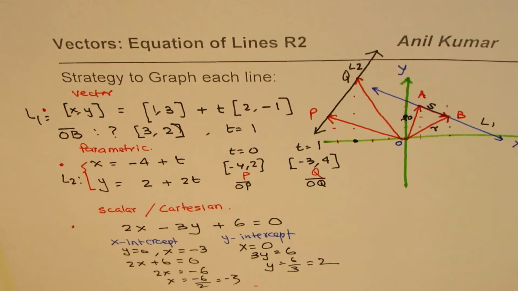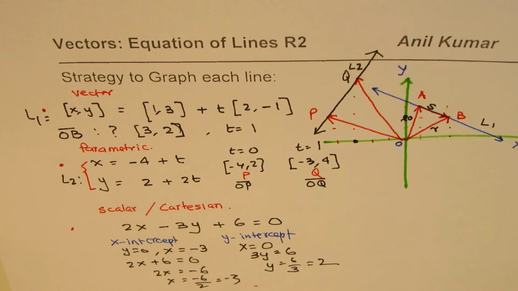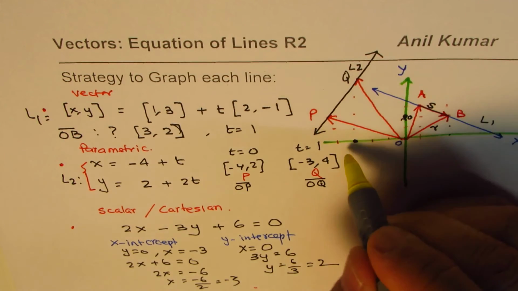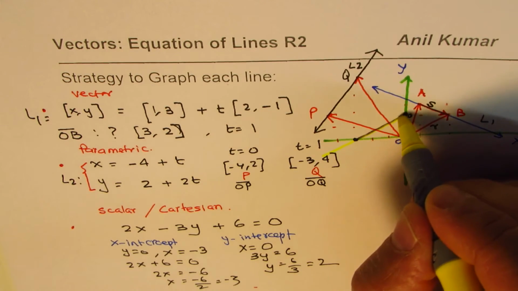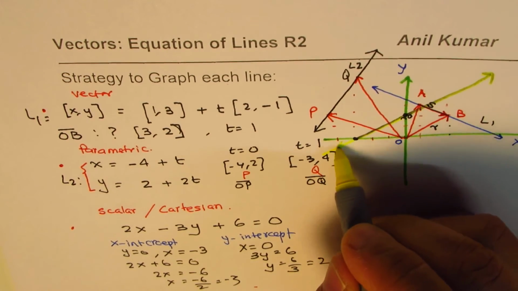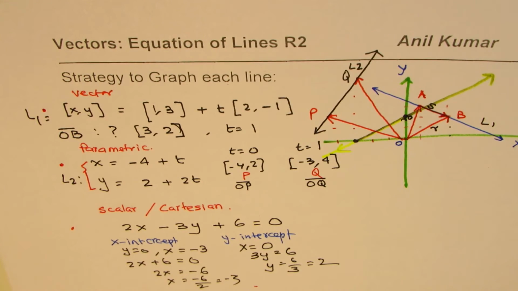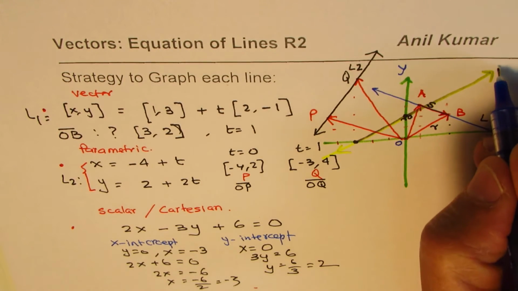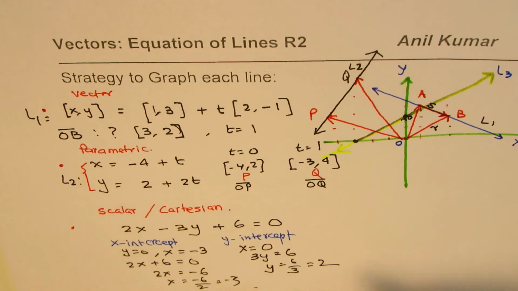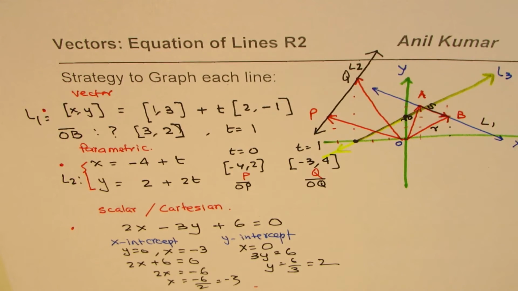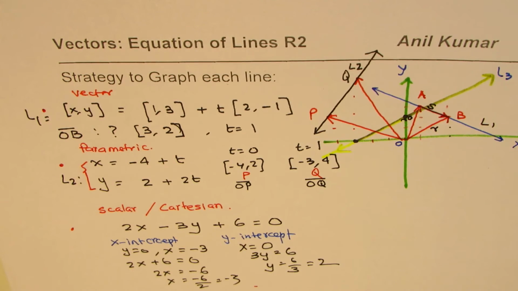And if you join these two, then you get your graph. Okay, so let me use a lighter color so that it doesn't really spoil the whole thing. Let me highlight this. So that becomes my line L3. Is it okay? So this is how you can actually sketch lines when they are given in different forms.